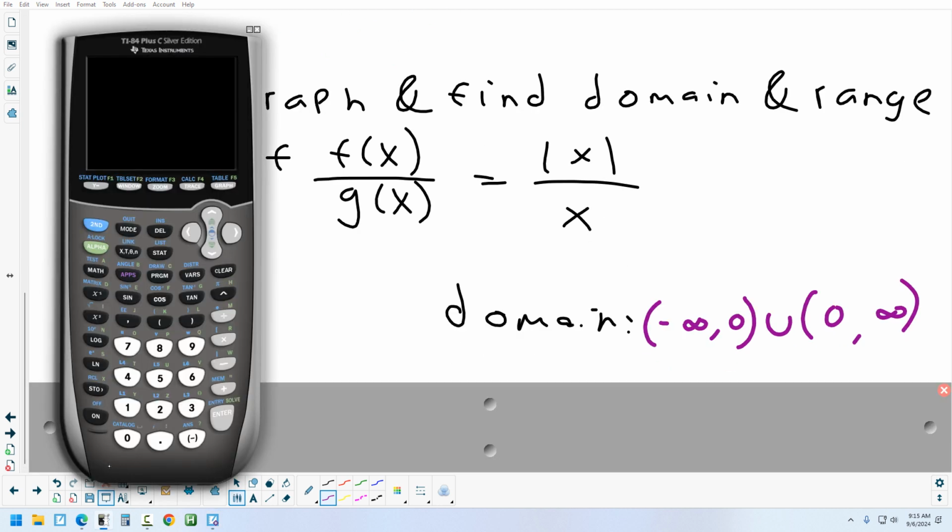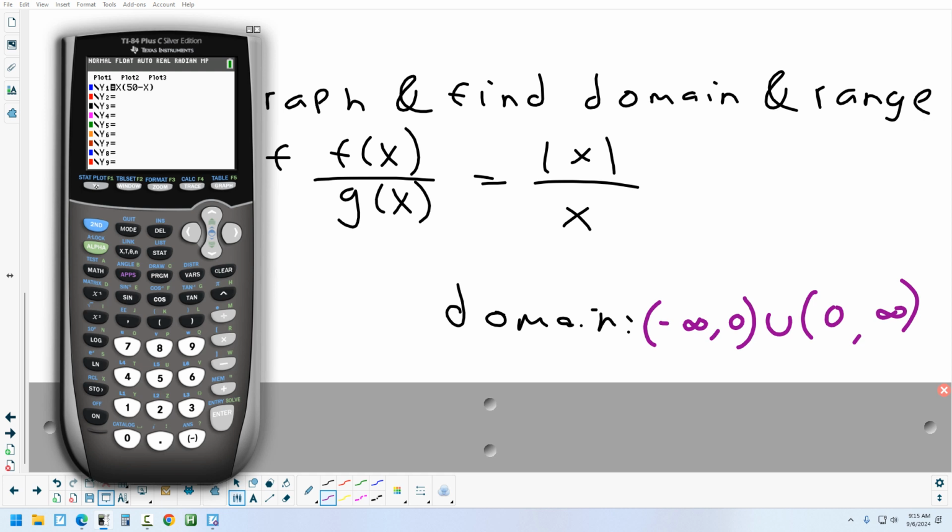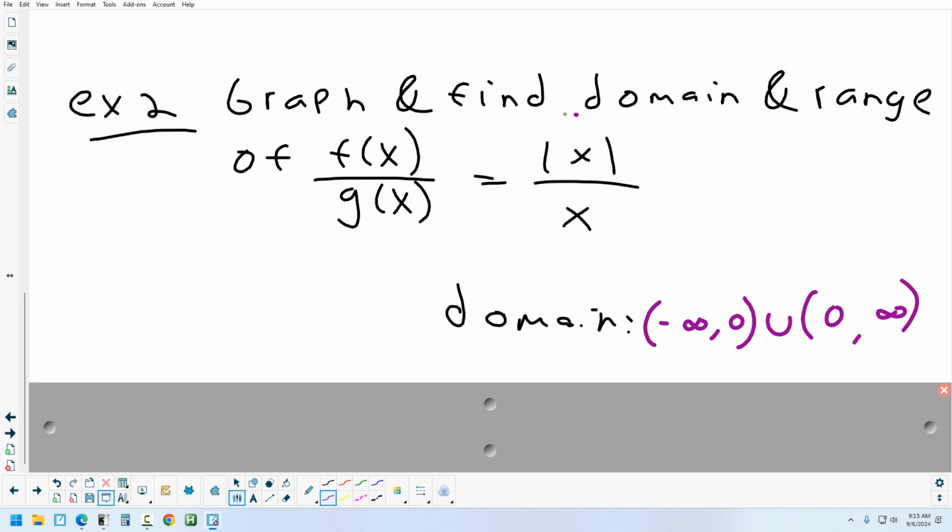Now, the range. Well, think about what would happen if you plugged in 4 for x and simplified this. What would you get if you plugged in 4 for x? You get 1. What if you plugged in 6 for x? 1. What if you plugged in 13 for x? You get 1, right? Well, don't plug in 0. Can't do that. But what if you plugged in -2 for x? What would you get?